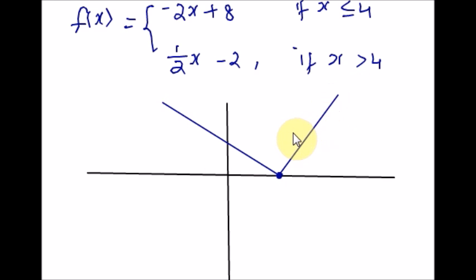So for graphing a piecewise function, you should know the domain and range. You can just draw the graph and do a vertical line test. In case it does not pass the vertical line test, you can say that it is not a function. Okay, let me take one more example, the same example which I took previously.